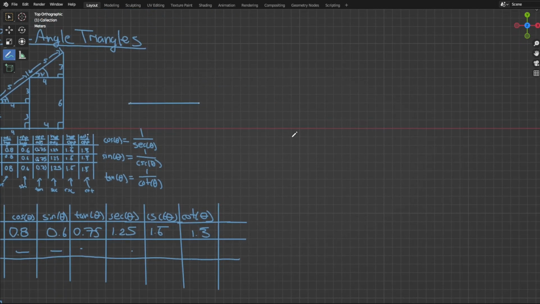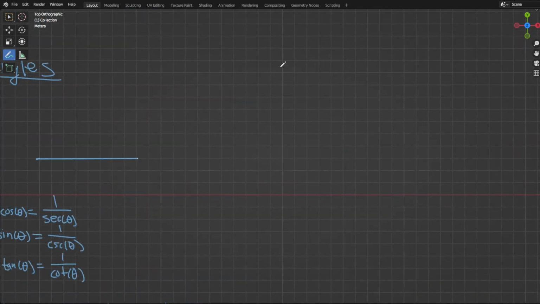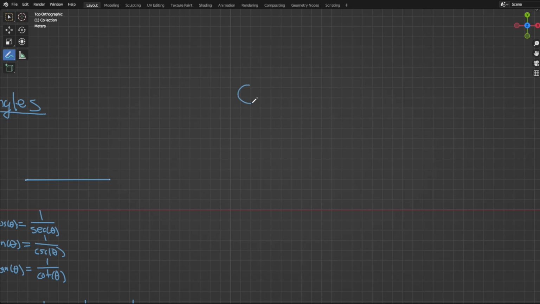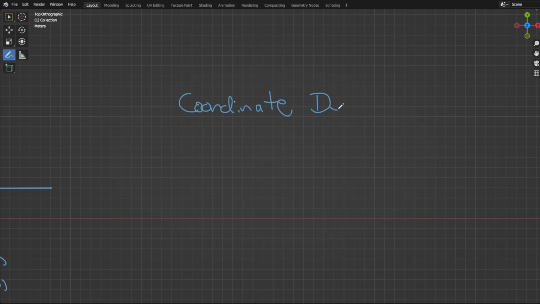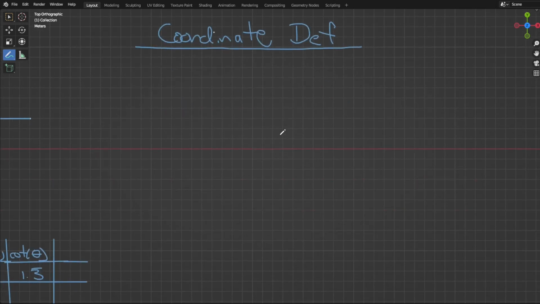All right, so let's go with the coordinate definition, coordinate sort of definitions. This might not be the technical term because I know people like to say it's the unit circle, I think. But I think it's good enough just to understand what's really happening.